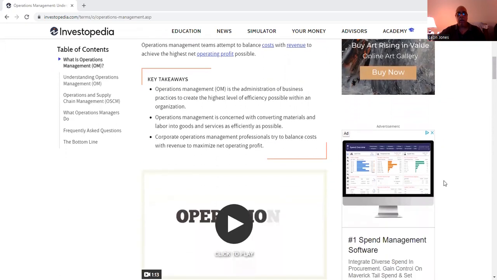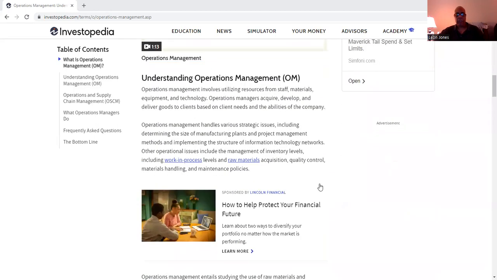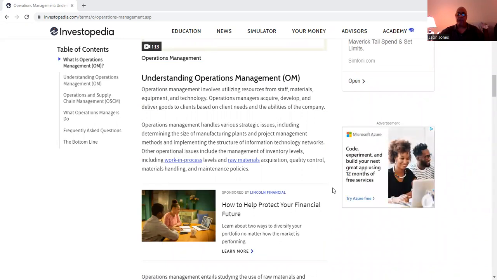So the key takeaways are, when we deal with operations management, again, it's the administration of business practices to create the highest level of efficiency within an organization. Now, this is a key point. Number two, as I mentioned before, and this is important, operations management is concerned with converting materials and labor into goods and services as efficiently as possible. And then number three, corporate operations management professionals try to balance costs with revenue to maximize net operating profit. So again, I gave you the definition of operations management.